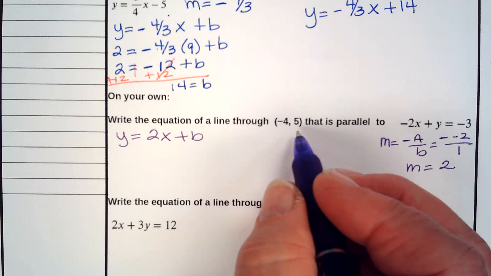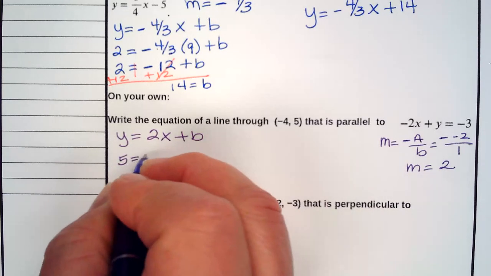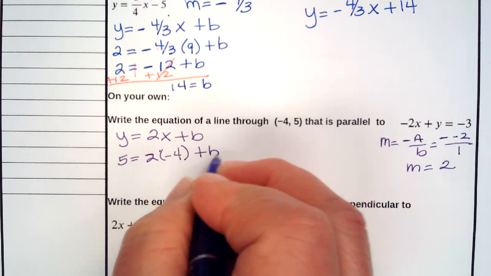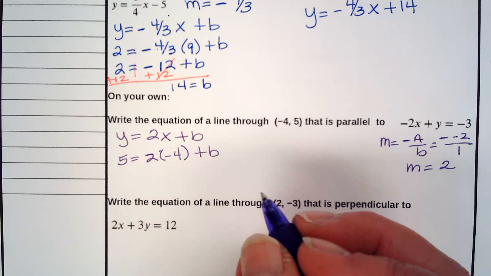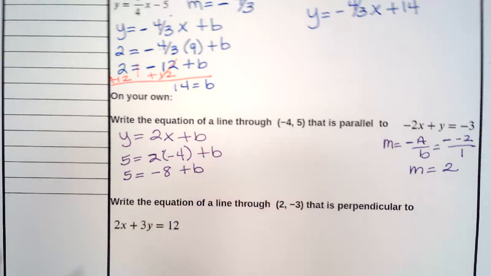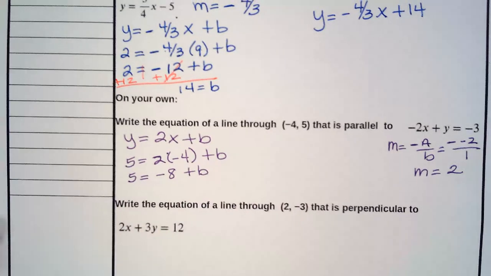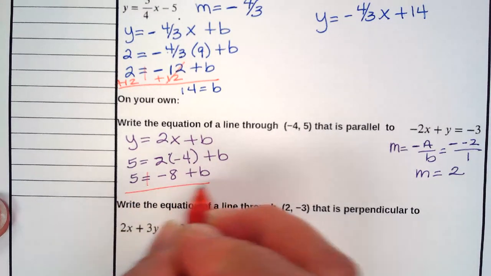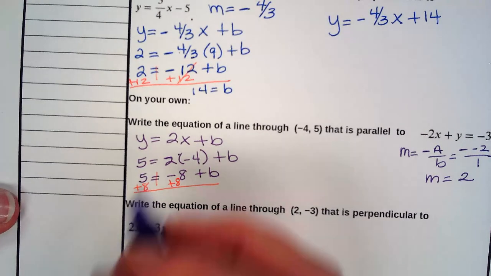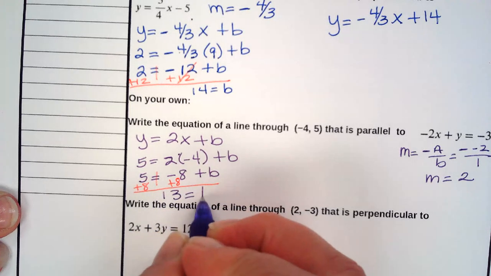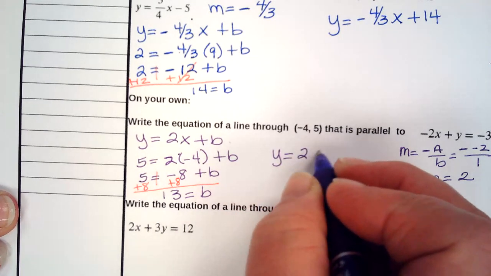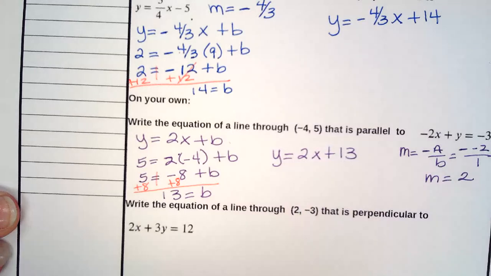Substitute x and y in. 5 is equal to 2 times negative 4 plus b. 5 is equal to negative 8 plus b. Add 8 to both sides. 5 plus 8 is 13. 13 is equal to b. Use my generic equation: y is equal to 2x plus 13, and we're done.